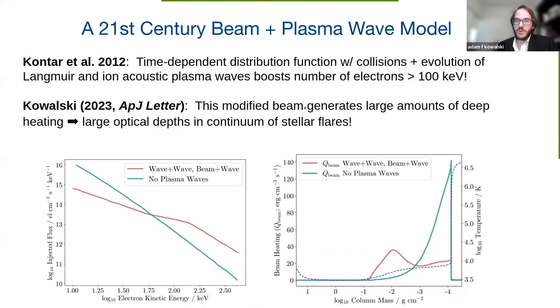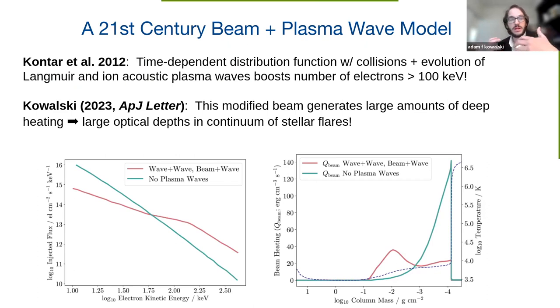And in fact, recently, I proposed an alternative beam heating hypothesis. This is a different treatment of the electron beam transport in the corona. In particular, it comes from Kontar et al. 2012, who considered the time-dependent evolution of the electron beam in the corona, while also taking into account the evolution of background plasma waves, in particular, the Langmuir waves and ion acoustic plasma waves. In summary, what they found is that the electron beam first transfers energy to the background plasma waves, the Langmuir waves, which then interact with the ion acoustic waves.